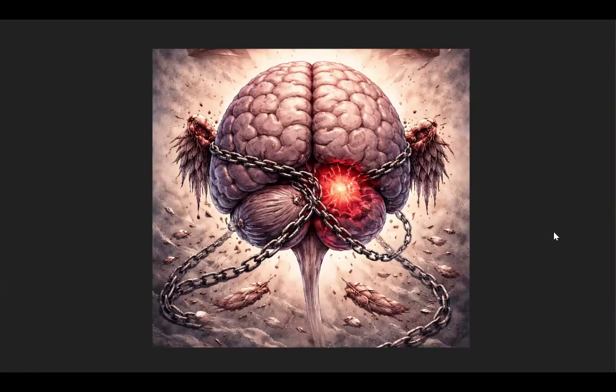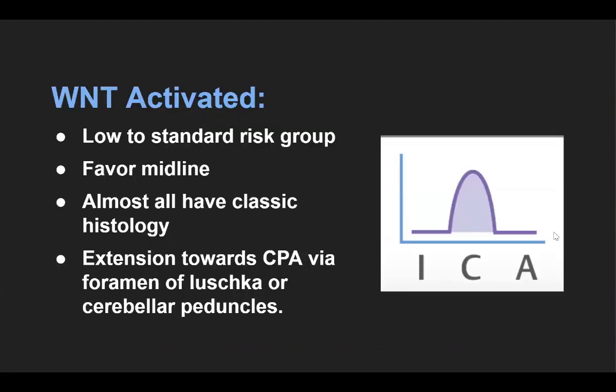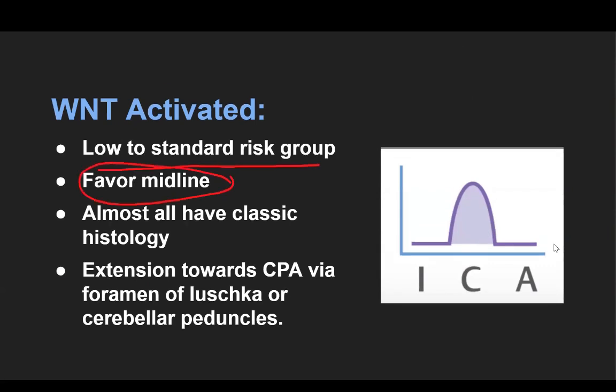Okay, this is just a visual representation of wingless tumors. Imagine the broken wings. The WNT activated tumors are a low to standard risk group. Let me annotate this so that it's easier for you to follow. They are a low to standard risk group and they favor the midline. Almost all have classic histology, and their extension towards the CPA via the foramina of Luschka or cerebellar peduncles is a behavior characteristic for them. How do you remember the extension? You remember it with the help of this graph. What do we mean by this graph, by the way, in its actual sense?